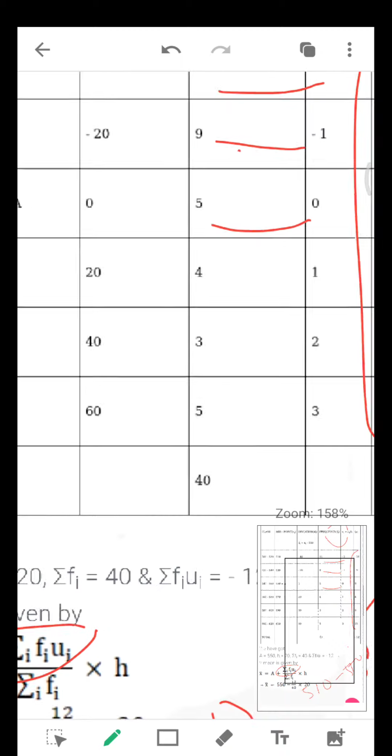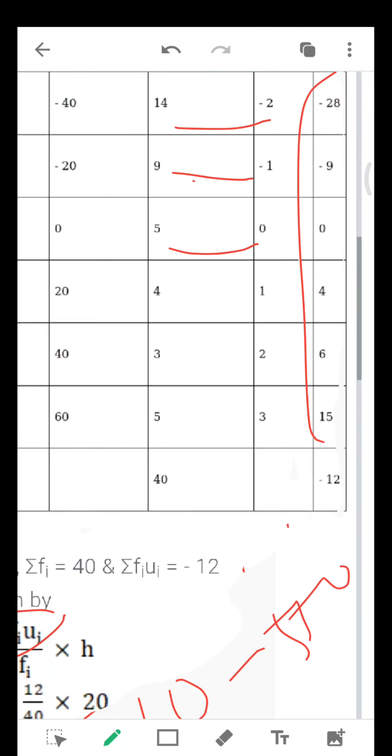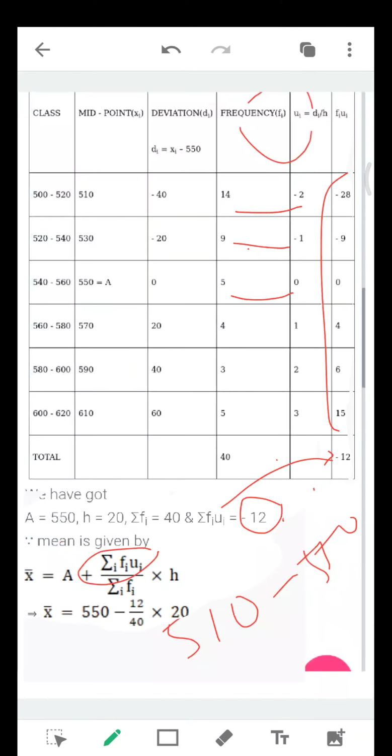When you find the sum of all these fi ui, you will get sigma fi ui. What you will get here? Let me enlarge it. So when you add all these values, 2 are negative and 3 are positive, you will get sigma fi ui value. So this minus 12 is sigma fi ui. So finally we have got what we needed in the formula. We needed fi ui, we got it in the table.